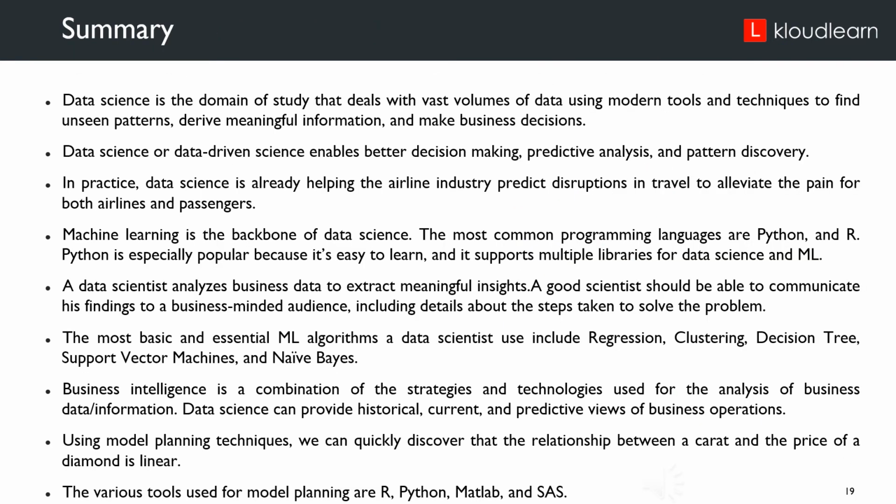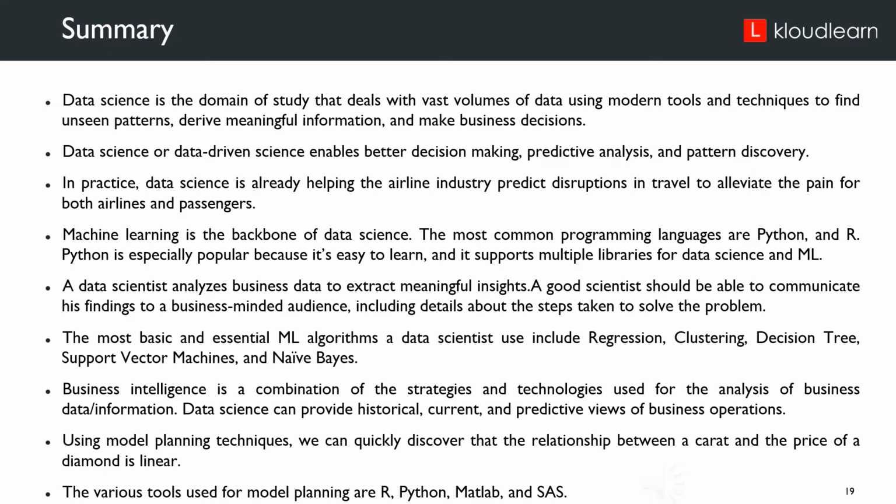Data science is a domain of study that deals with vast volumes of data using modern tools and techniques to find unseen patterns, derive meaningful information, and make business decisions. Data science, or data-driven science, enables better decision making, predictive analysis, and pattern discovery.